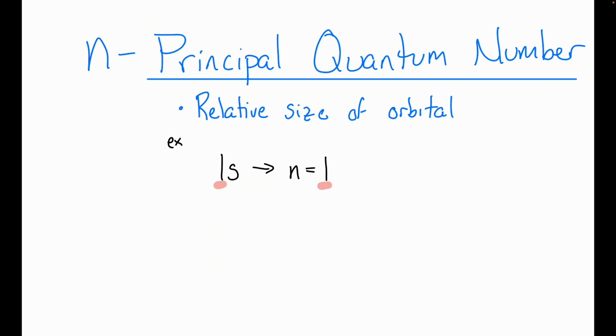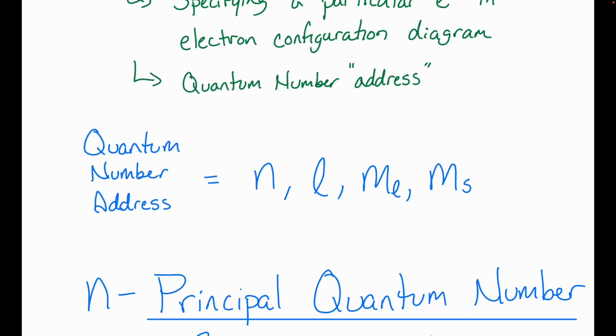What about in the 3p orbital? What is my principal quantum number? 3. It's that value that's listed out front of your orbital, which corresponds to the row on our periodic table. And we talked about how this denotes the relative size of your orbital. A 1s orbital is smaller than a 2s orbital, which is smaller than a 3s orbital. So that's our principal quantum number, the first value in our quantum number address for our electron.